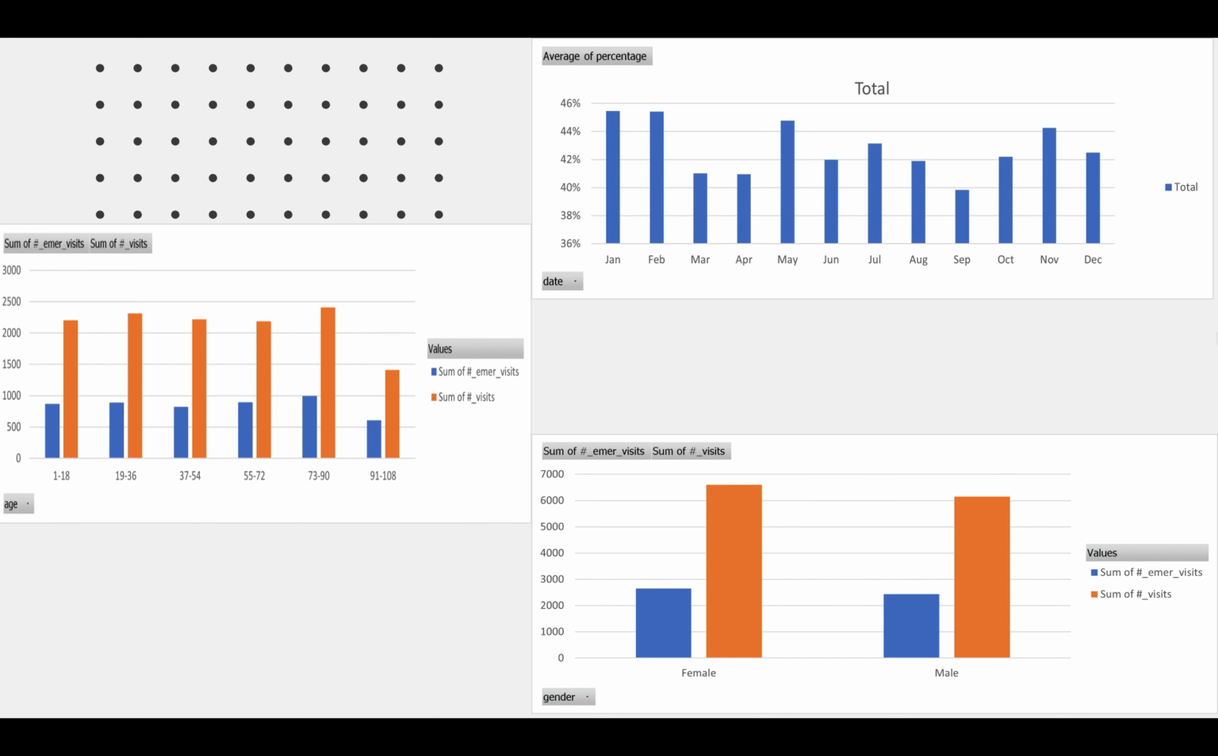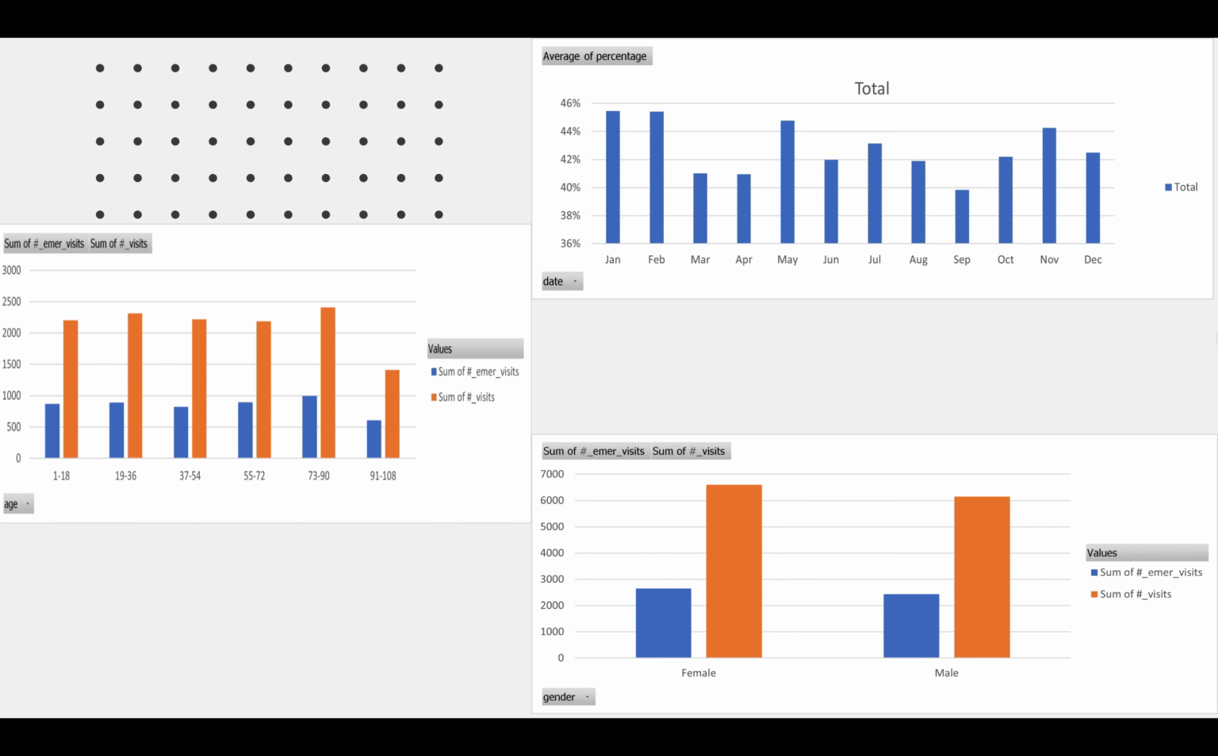Then on the left-hand side, we broke this down even more. And in our key we have here, the blue represents sum of number of emergency visits, and then in the orange, it's sum of number of visits in general. As we can see, blue is definitely lower than the orange. Blue is those emergency room visits. Orange is just those visits in general that are not even emergencies. They're just coming in. So we can see that that's really, really high here.